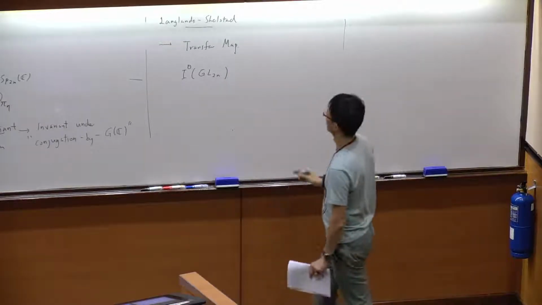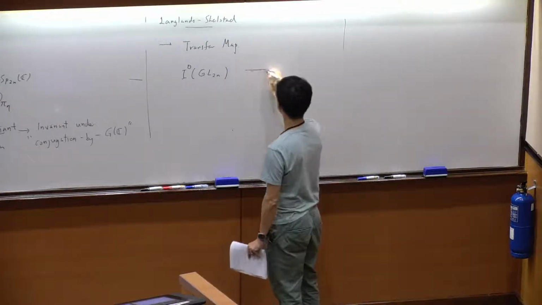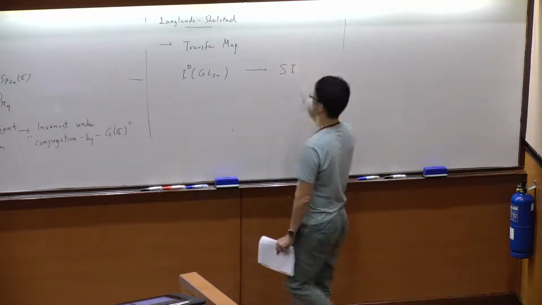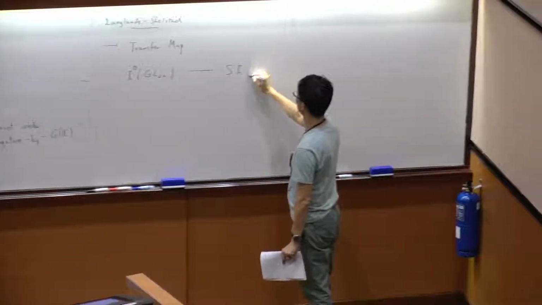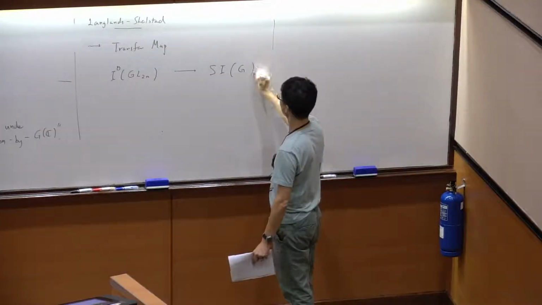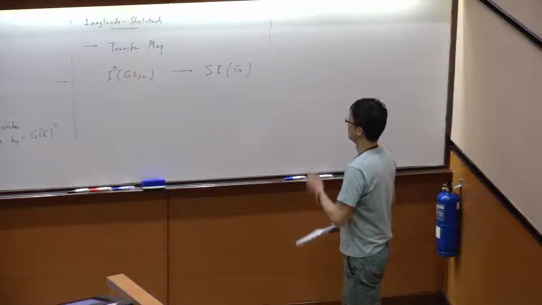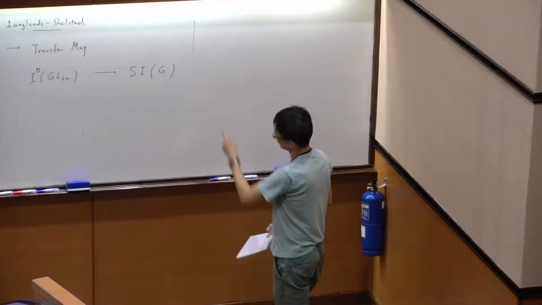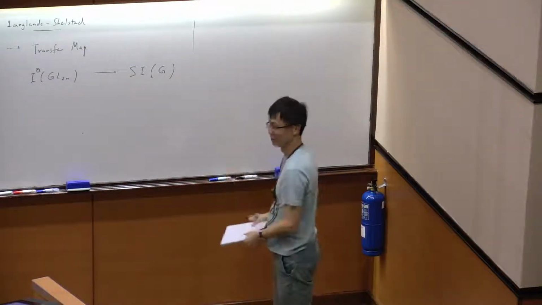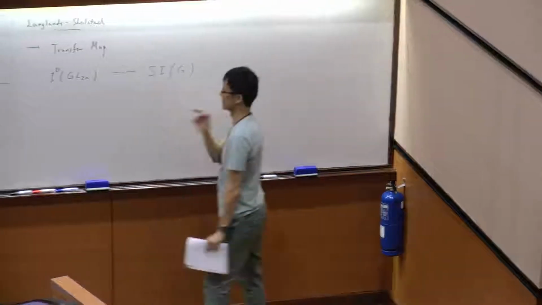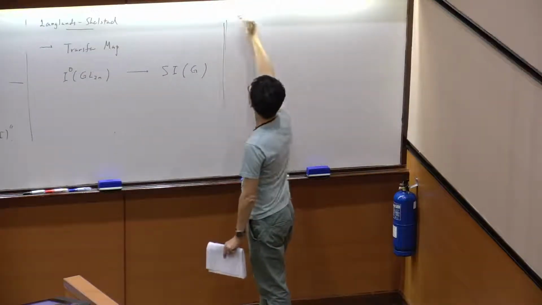GL2N to G. So my G was SO2N plus 1, right? They define a certain transfer map, a map from something to something else. Okay, so what is this? Maybe I say this first.